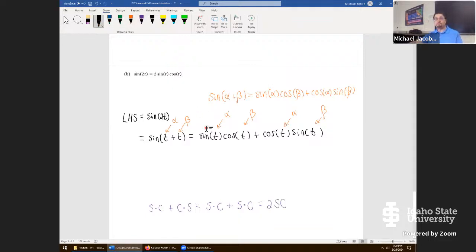We're going to do the same thing over here. It's sine times cosine plus cosine times sine. So overall, we have 2 copies of sine and cosine.